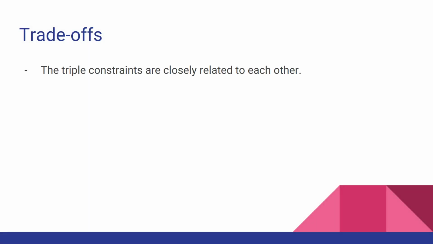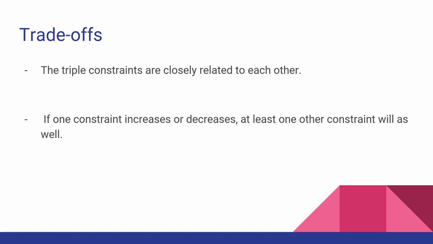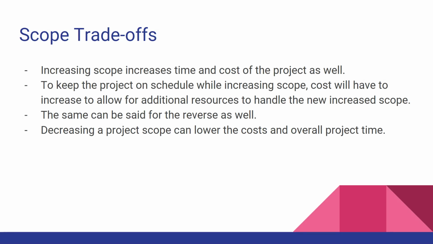The triple constraints are very closely related to each other. If one constraint increases or decreases, at least one of the other constraints will as well. Let's look at each individually. Increasing the scope increases time and cost of the project as well. To keep the project on schedule while increasing the scope, the costs will have to increase to allow for additional resources to handle the new increased scope. The same can be said for the reverse as well. Decreasing a project scope can lower the cost and overall project time.